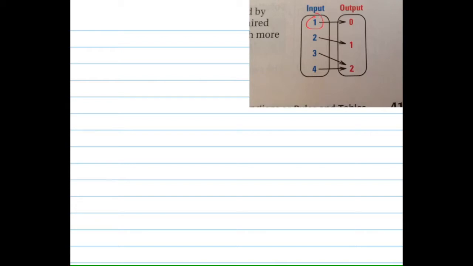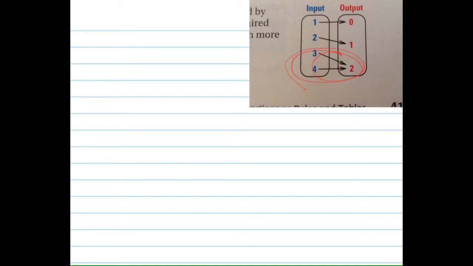Input number 1, how many outputs does it have? 1. Input number 2, how many outputs does it have? 1. Input number 3, how many outputs does it have? 1. Input number 4, how many outputs does it have? 1. Does each input have only one output? Yes. So the part that's tripping us up is this set right here, right?